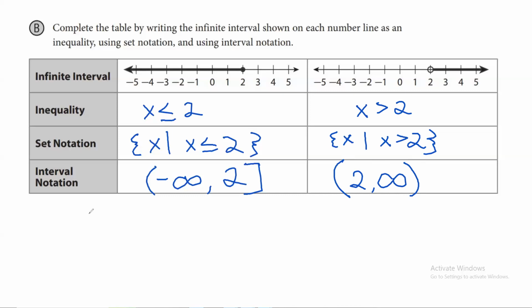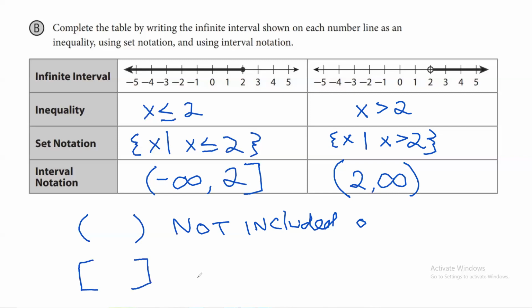So here, parentheses is not included. It's open circle. And then brackets are included, and it's closed circle. Okay. Sorry about my handwriting there.